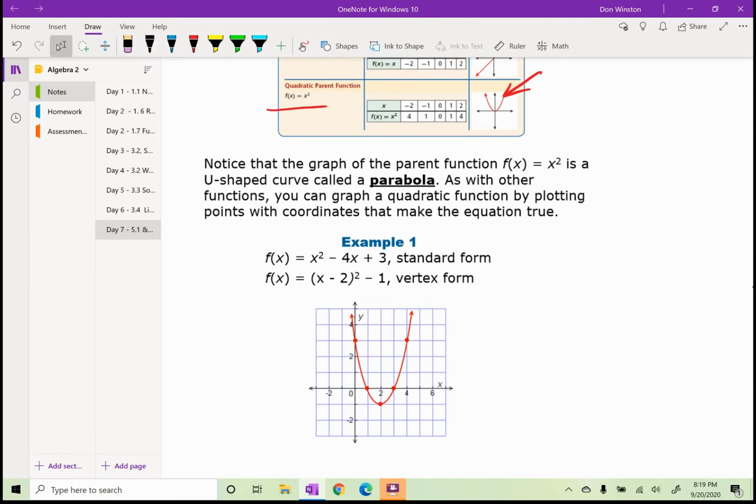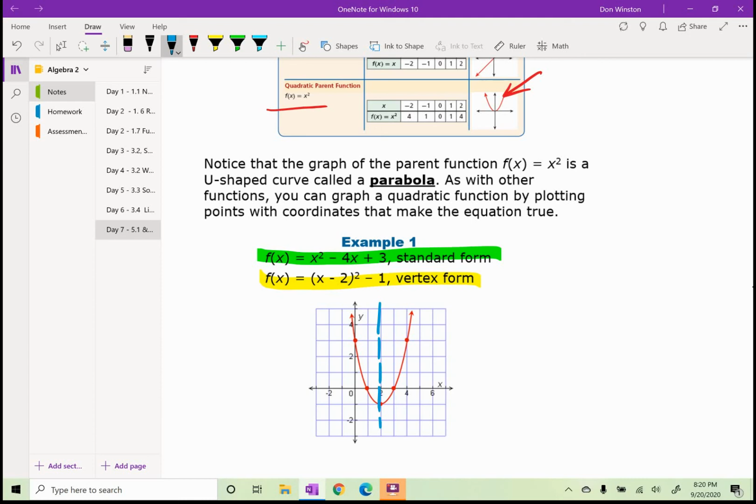Here's an example. We have a quadratic function that's both in vertex form and standard form. Standard form, f of x is equal to x squared minus 4x plus 3, and then vertex form, (x minus 2) squared minus 1. Now I want you to notice here that we have something called the axis of symmetry. That axis of symmetry cuts the quadratic function right in half. The left side is a mirror image of the right side, or vice versa. What else do we notice about this function?